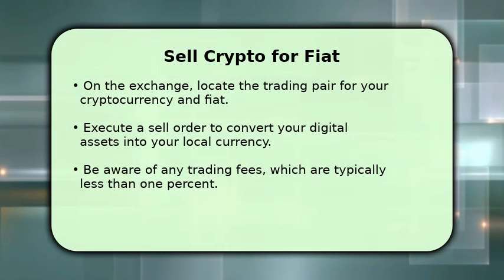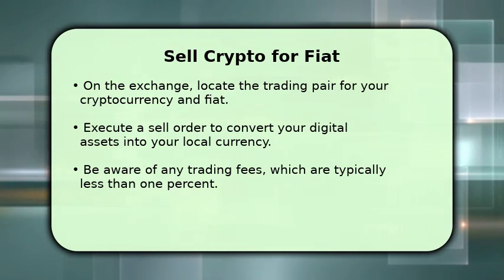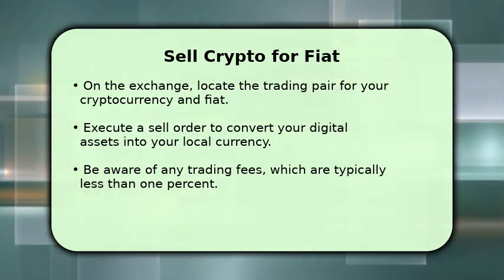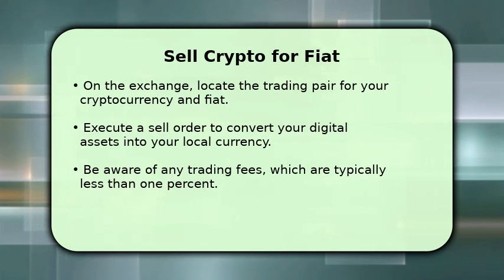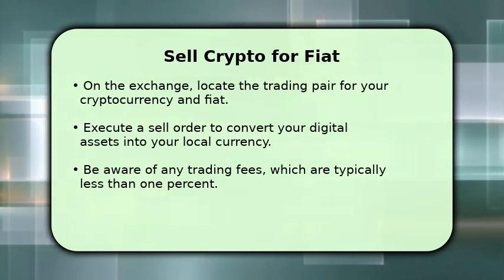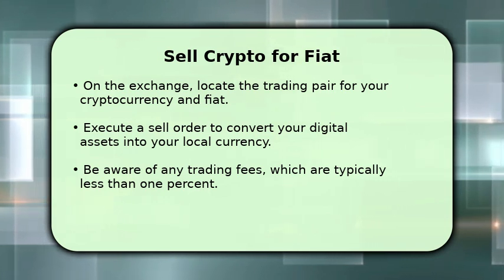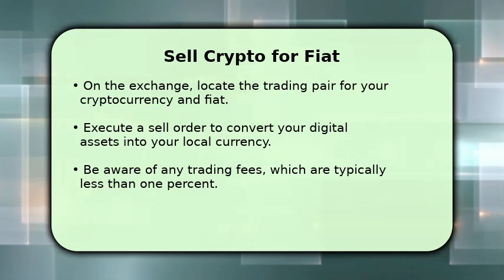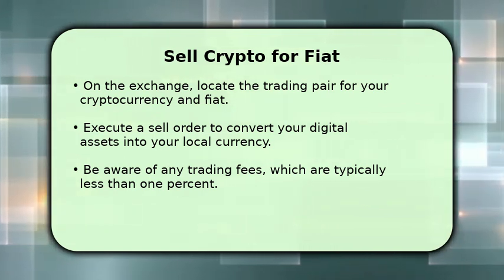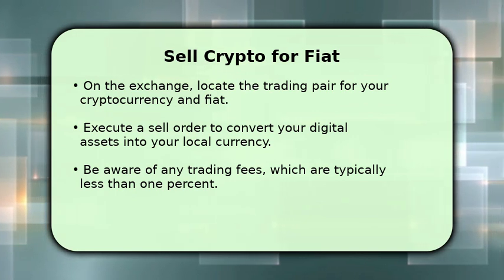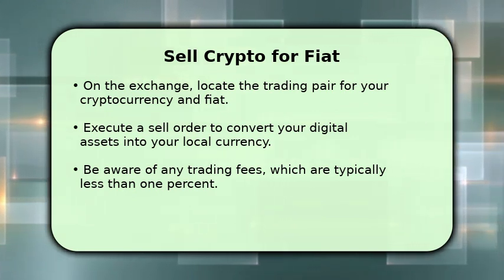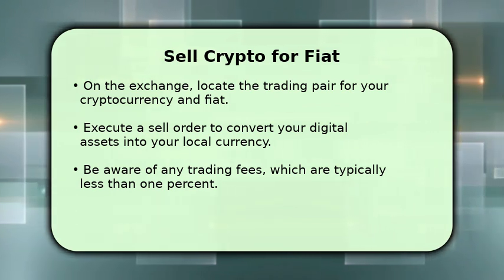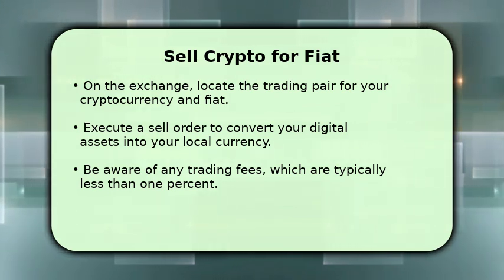Once your cryptocurrency arrives on the exchange, the next step is to sell it for fiat currency. Go to the trading section and find the appropriate trading pair, for example, Ethereum versus US dollars. Place a sell order for the amount you wish to convert. Most exchanges offer market or limit orders. Confirm the transaction, noting any small trading fees, often around 0.1% to 0.5%, before finalizing the sale. Your funds will then appear as fiat currency.